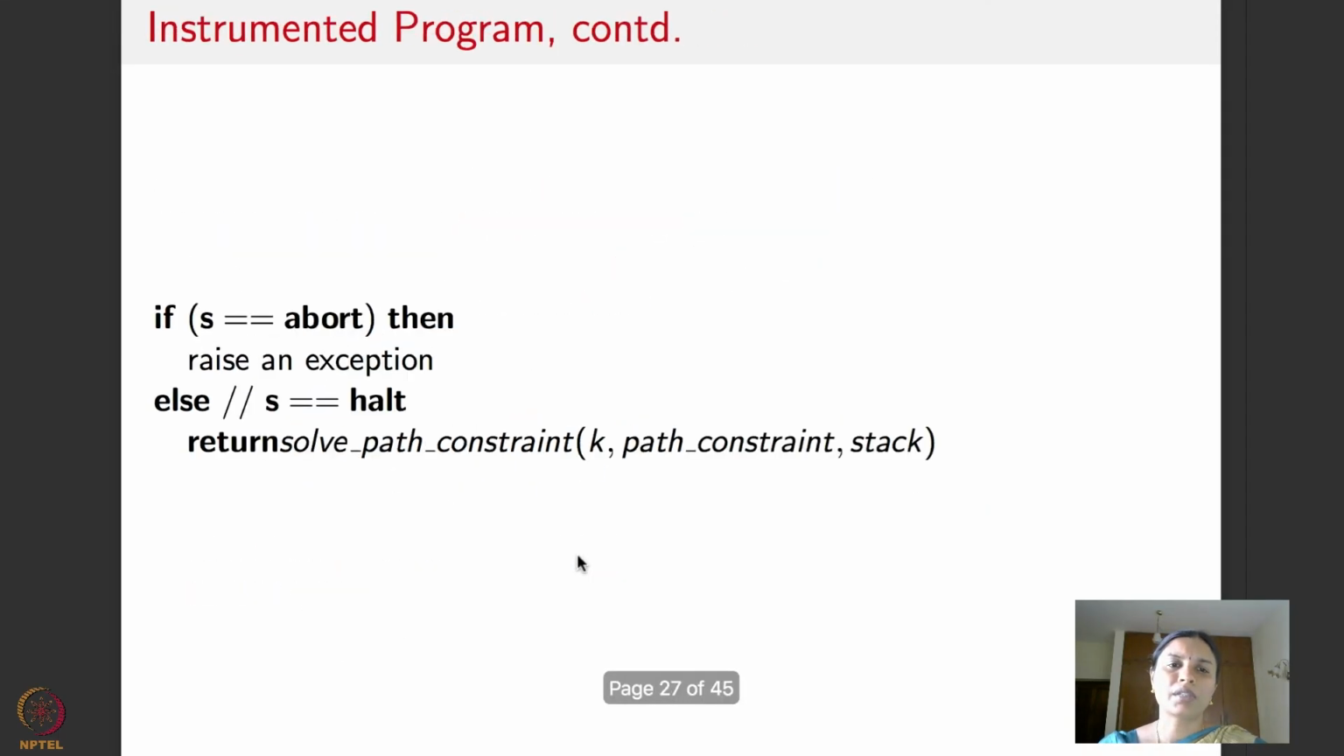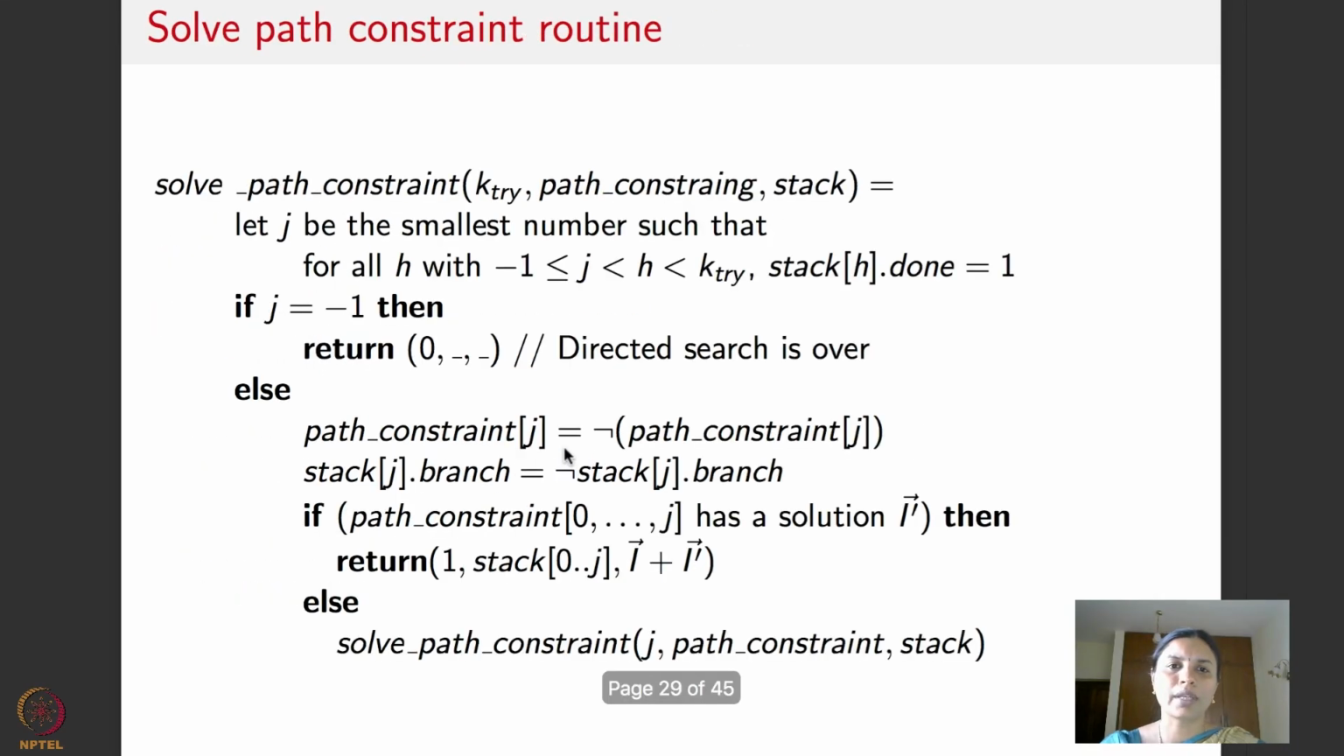Solve path constraint, which is what it calls here, right? Solve path constraint. What does that look like? That will basically call a constraint solver, which is a third party constraint solver. What it does is take the latest path constraint from the top of the stack, and it says if j is -1, then I finished my search, you terminate normally.